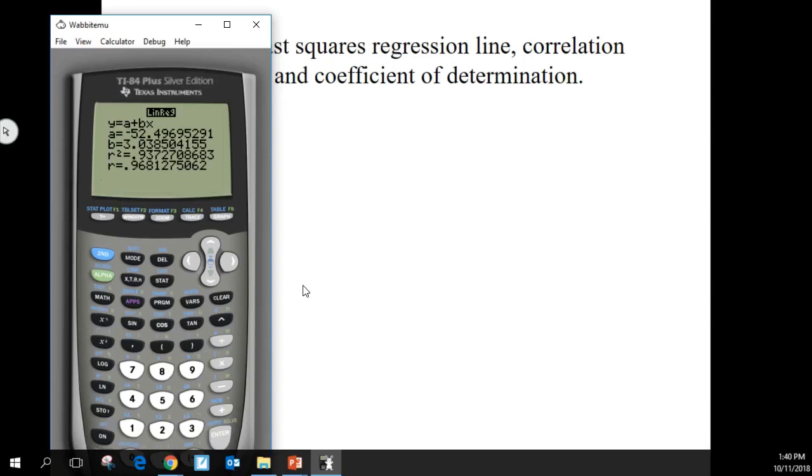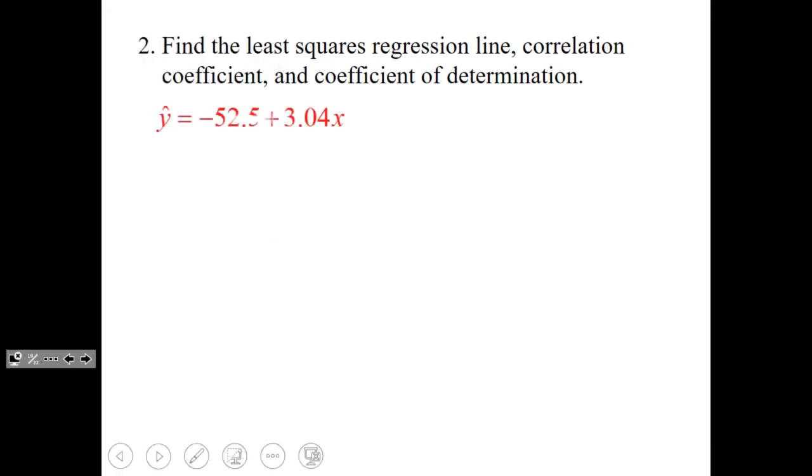So my line of least squares, my calculator says y equals a plus bx. So y hat equals a, negative 52.49 or negative 52.5, plus b, 3.04 times x. My coefficient of correlation is r, 0.9681. My coefficient of determination, 0.9373. Right here on this screen. So I wrote my equation. y hat equals negative 52.5 plus 3.04 times x. r, 0.968. r squared, 0.937.